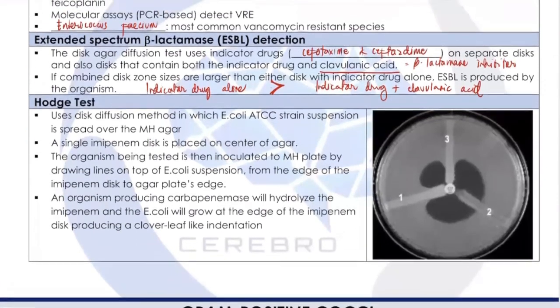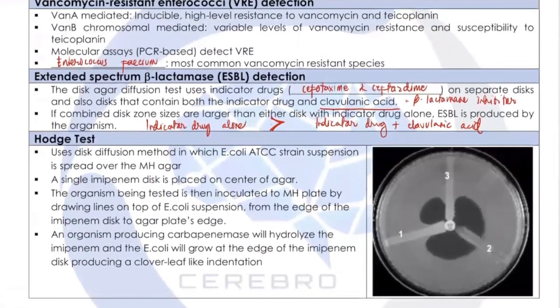Okay? And lastly, we have the Hodge test. Okay? So the Hodge test naman, guys, by the way, please take note also that the resistance responsible for ESBL is located in the plasmid gene. Okay? And lastly, we have the Hodge test.